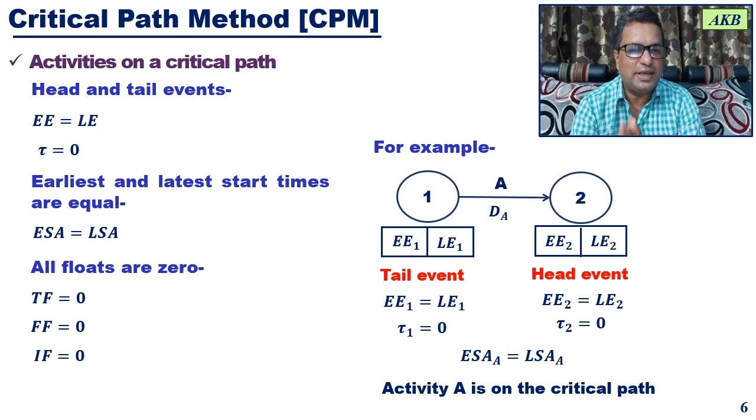With this I end my discussion for today. Here I have told you about three concepts: slack of an event, and three different types of floats for an activity. I have also told you which activities will lie on the critical path, and how to use the values of slack and the three different types of floats to check whether an activity is lying on the critical path or not. I hope you have understood what I have discussed today.